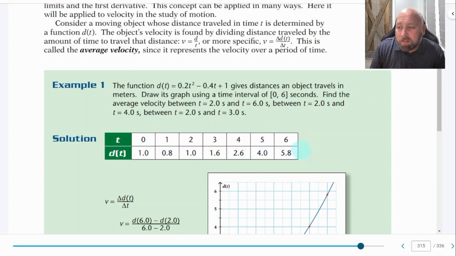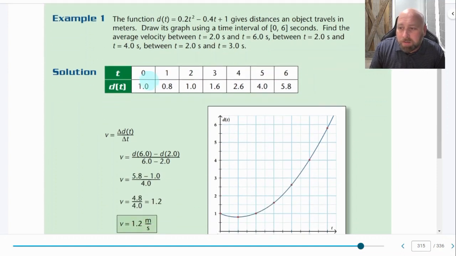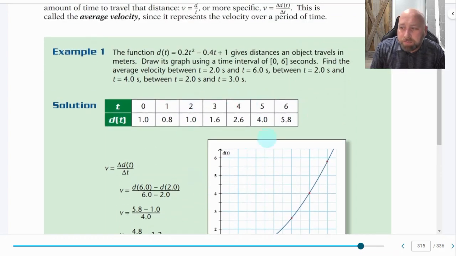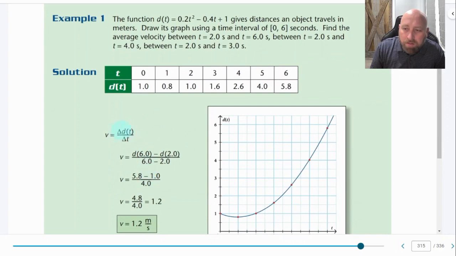This gives us all of our data points, our information. If you notice, they've graphed each one of these. So there's 1 on the t. The t is going to be our x-axis, and the distance is going to be our y-axis. So 0.8, and then there's 1, and then it goes up from there. So there's the information. And what we need to do is plug into this formula. The formula is the change in distance over the change in time.